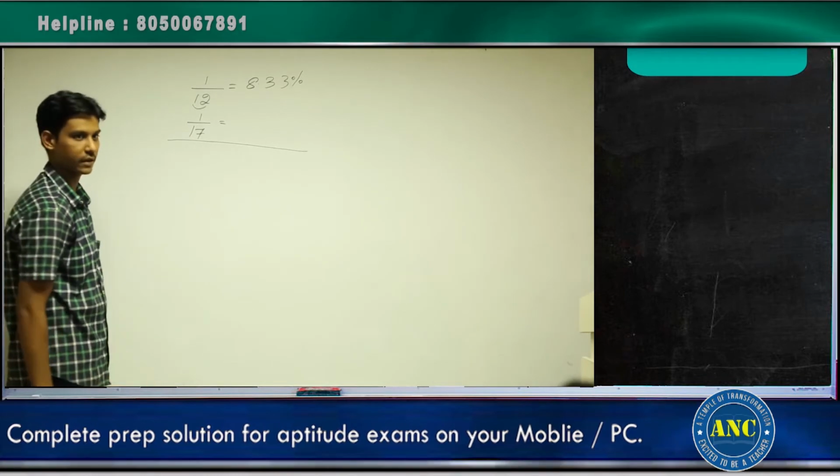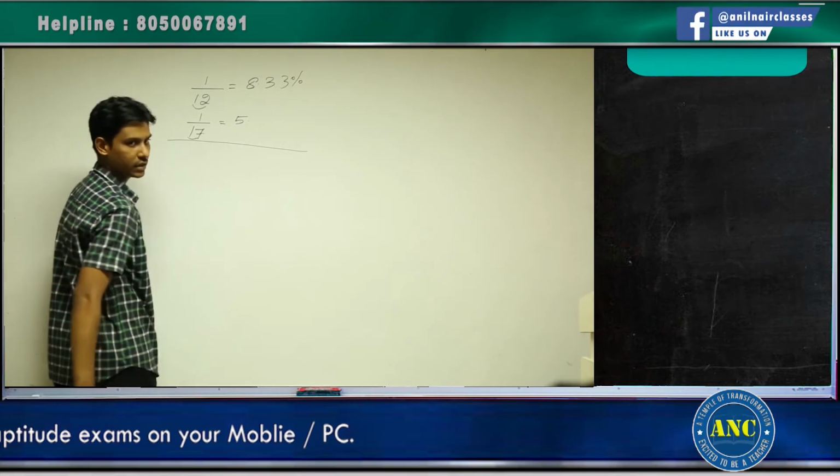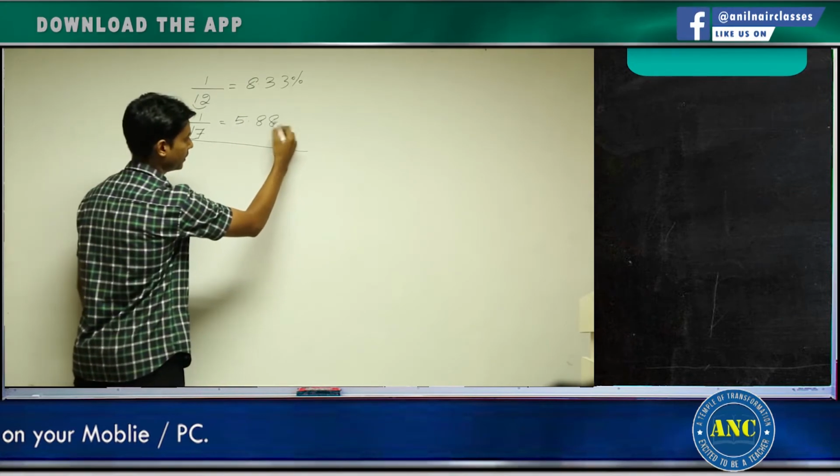5 times 17 is 85. Write down 5. 1 plus 7, how much is it? 8. Write it twice.